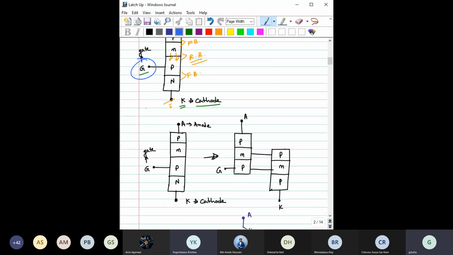Now let us try to understand this from another perspective. That is, this anode, cathode, gate terminal is fine. Now we can break this PNPN structure into PNP, and we can also break this structure like this. While drawing this one, you try to point it out. This is NPN.